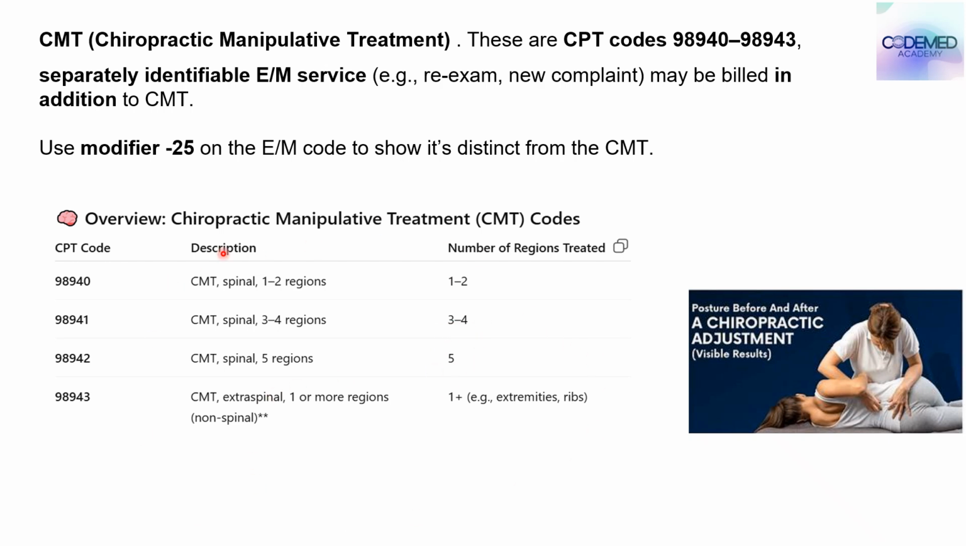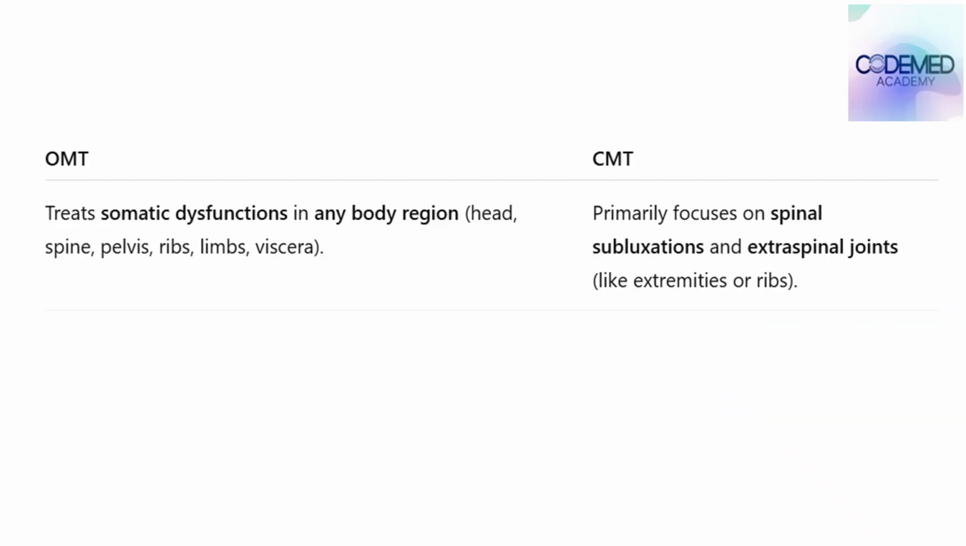We also calculate the region: 1 or 2, 3 or 4, or 5 regions. So pay attention to what treatment has been given in which region and how many areas are included. If you look at this, OMT treats somatic dysfunction in any body region, be it head, spine, pelvis, ribs, limbs, and viscera, while CMT is specifically for spinal subluxation and extraspinal joints. So that's the only basic difference between CMT and OMT.